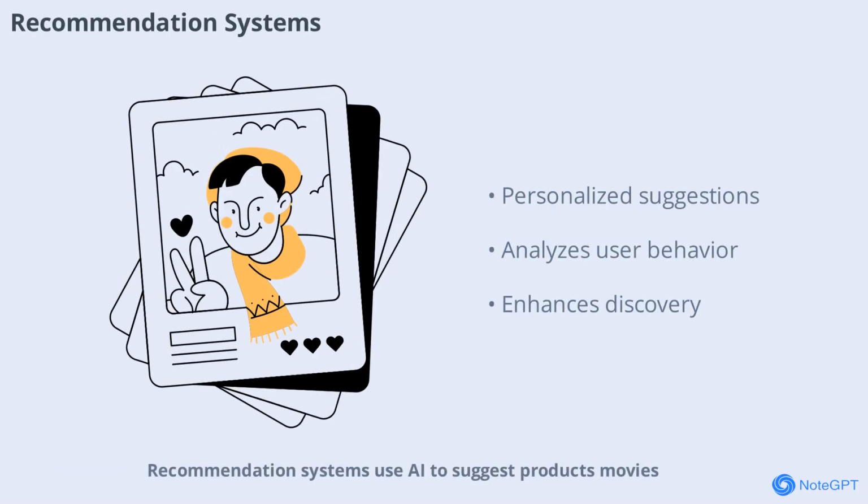Recommendation systems use AI to suggest products, movies, or music based on your preferences. By analyzing your behavior and comparing it to others, these systems personalize your experience and help you discover new things.